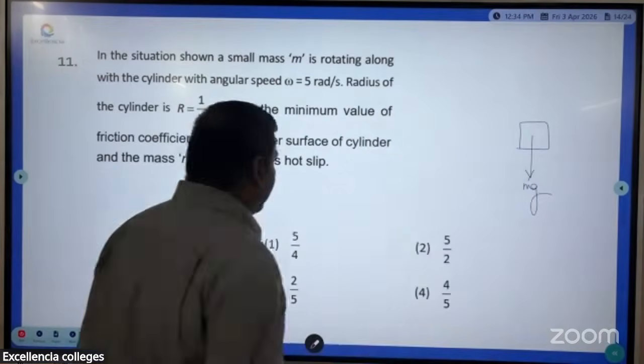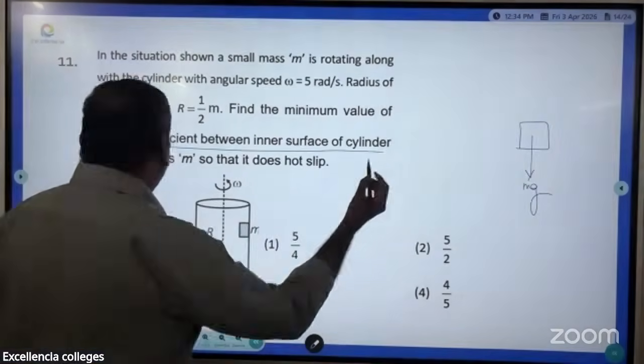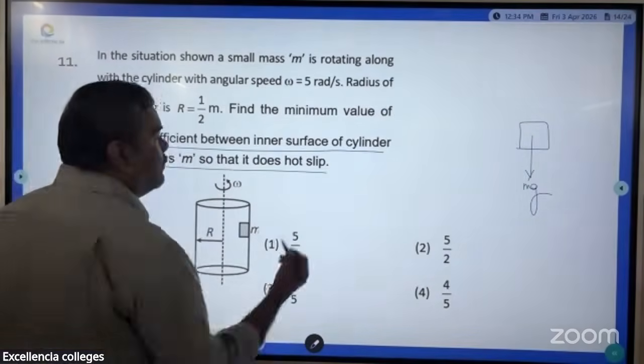So look at the diagram here. There's something spinning here. And this is here. Find the minimum value of friction coefficient between the inner surface of cylinder and the mass M so that it does not slip.